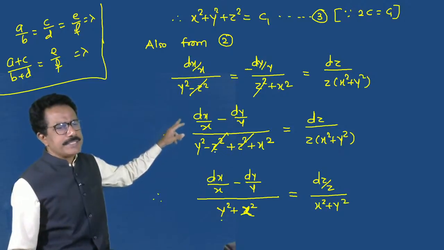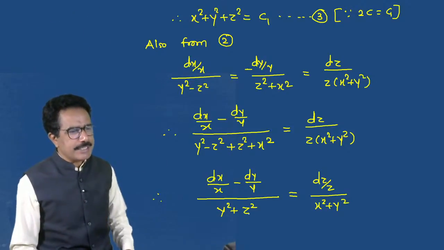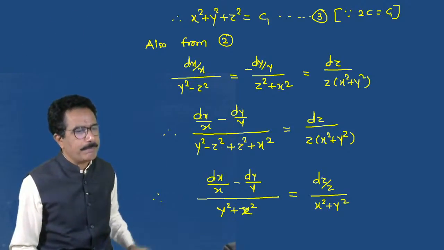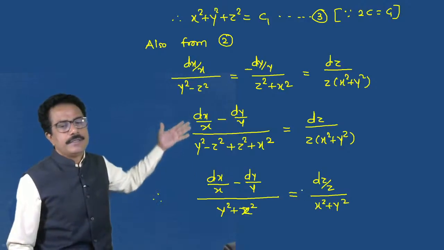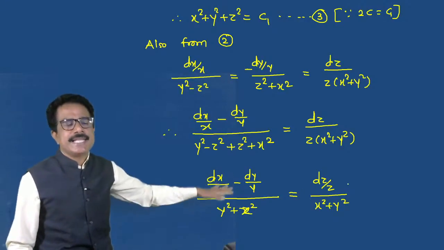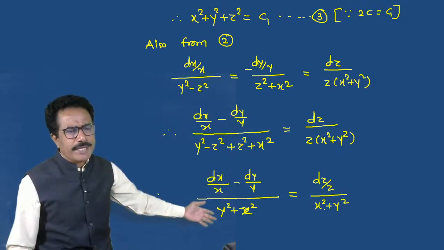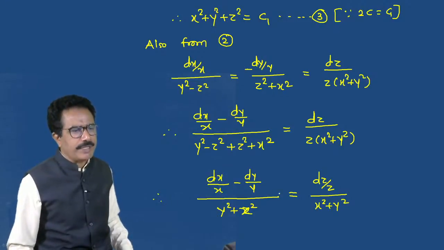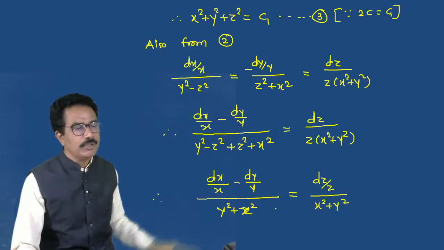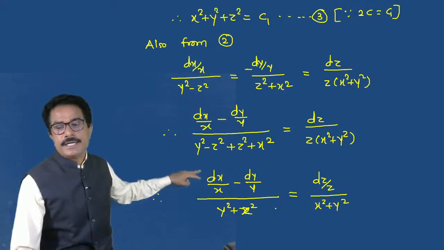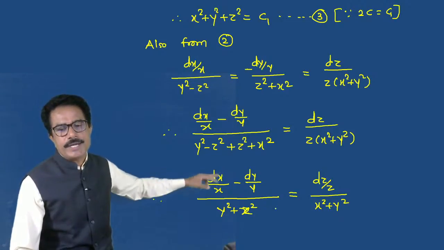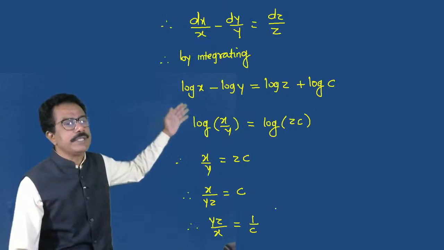So plus z square minus z square will get cancelled. The remaining term is x square plus y square on the left side, and the right side is already given as x square plus y square. So we can remove this x square plus y square. Then the remaining terms are dx divided by x minus dy divided by y, which is equal to dz divided by z.